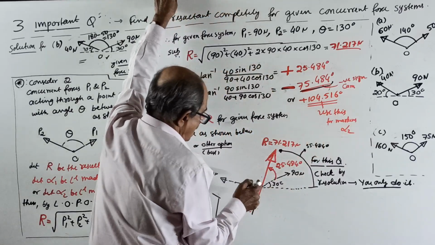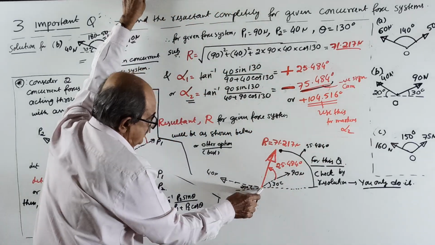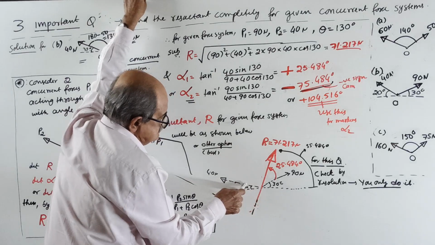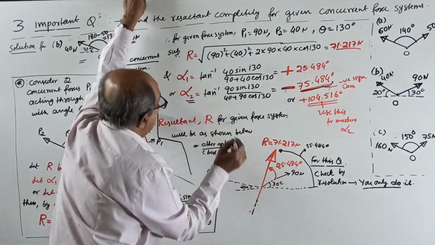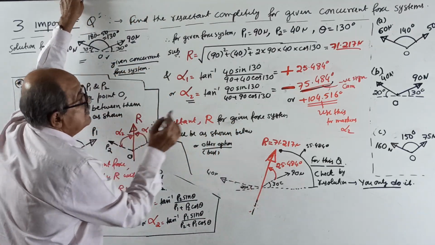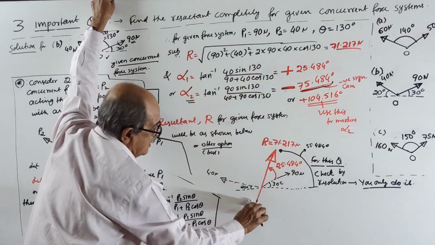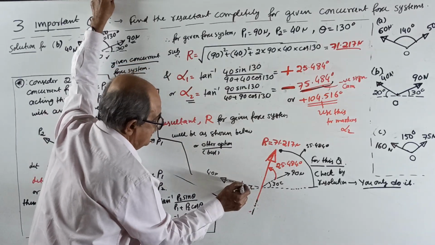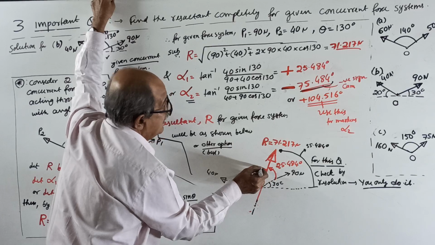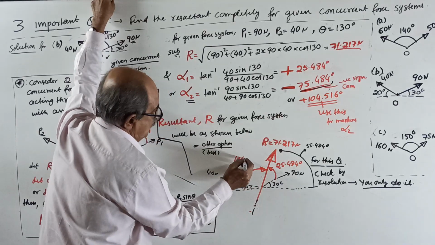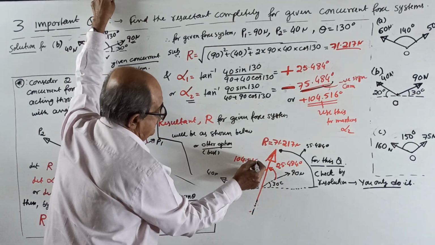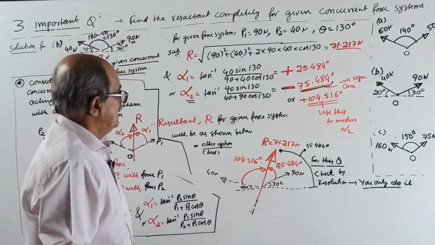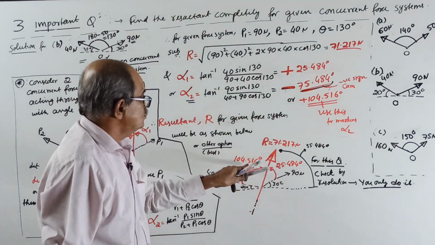alpha 2. See here now, from the 40 Newton force, we took alpha 2 like this. This is cancelled. That is this angle. The other angle is, see, how much? 104.516 degrees. Now, add these two values.